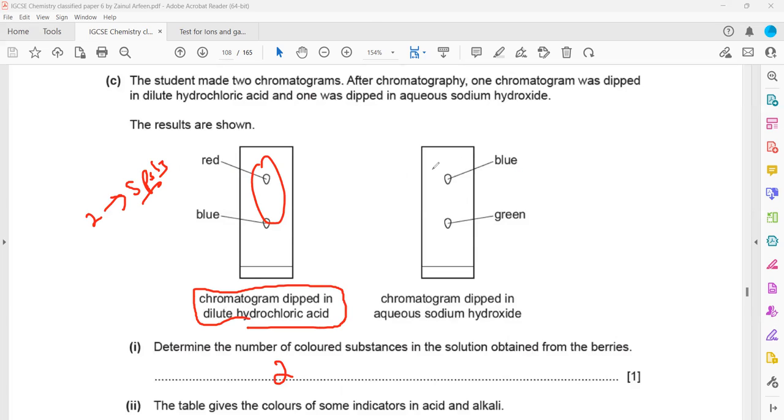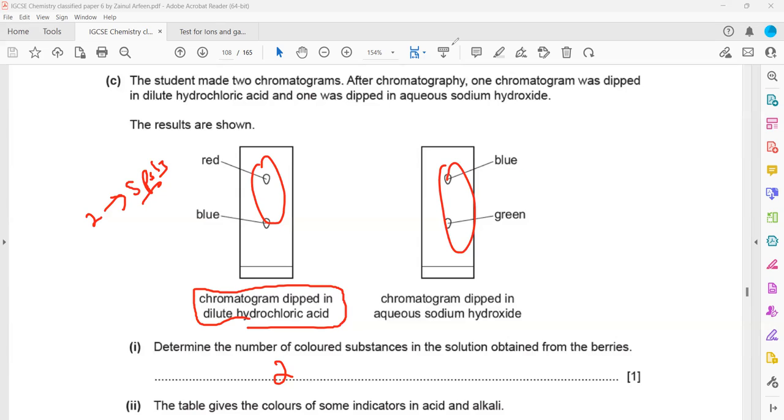It's not like two colors in acid and two colors in alkali means there will be four spots. That is not the way to read a chromatogram. The way to read a chromatogram is to identify how many spots there are in a substance in a specific solvent. So in acid, it was two, and in alkaline also it is two spots. It confirmed that there are only two different substances present. That's why it is giving two spots.